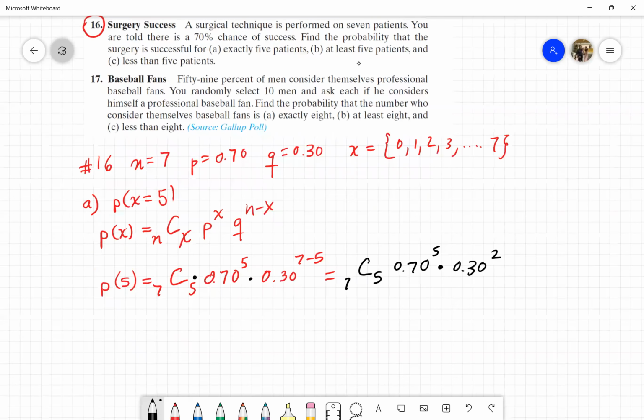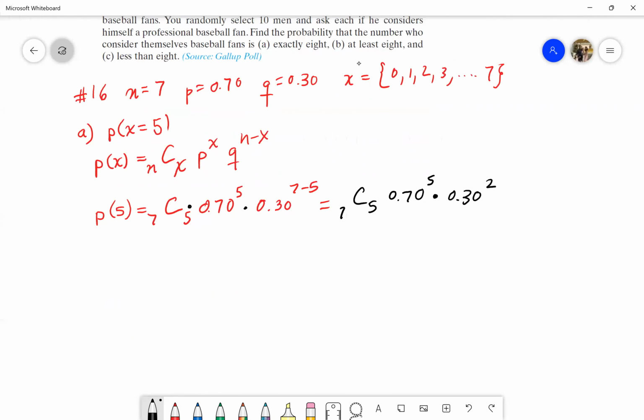So when I ask for a probability of a number, yes, you use the formula. Now, there's a button in your calculator that can get 7C5 for you automatically. I'm not going to teach that to you today.